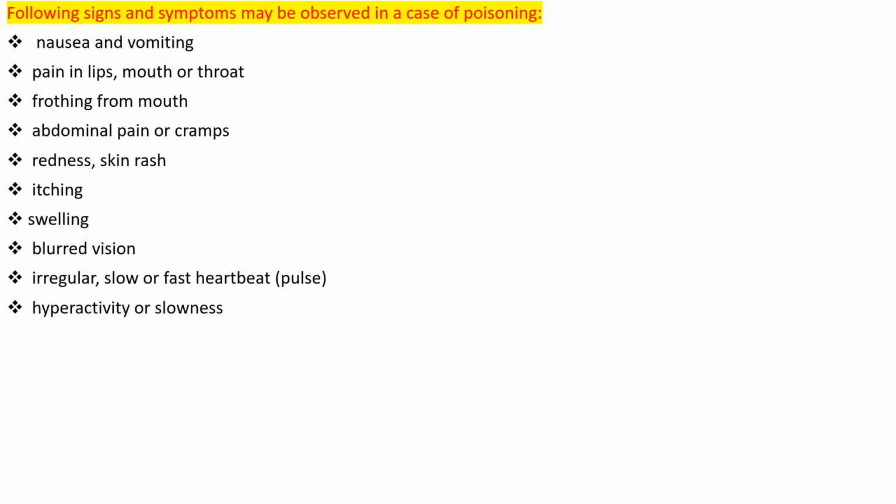Okay, moving on to the next, hyperactivity or slowness. A poisonous patient can be very slow in doing work or making some movement. And someone becomes completely hyperactive. What is the meaning of hyperactive? What is hyperactive? What is the meaning of hyperactivity?